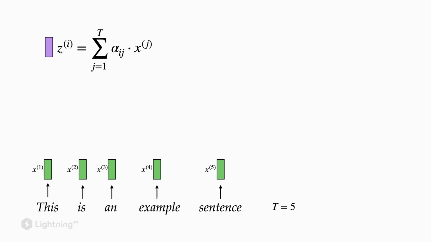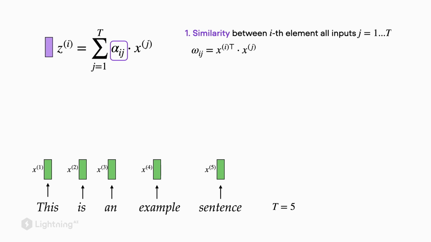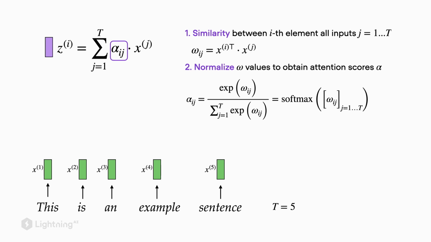Now that we have seen how we compute these context-aware embedding vectors using the attention scores, let's dive in and see how we compute the attention scores themselves using a basic form of self-attention. We start by computing a similarity score omega between each ith element and all the other input elements. Here omega ij is the dot product between the ith input element and the jth input element. The dot product is essentially quantifying how similar the vectors are. Then we take this unnormalized attention score, the omega, and normalize it using the softmax function. The softmax function is used as a convention so that all the attention scores sum up to 1.